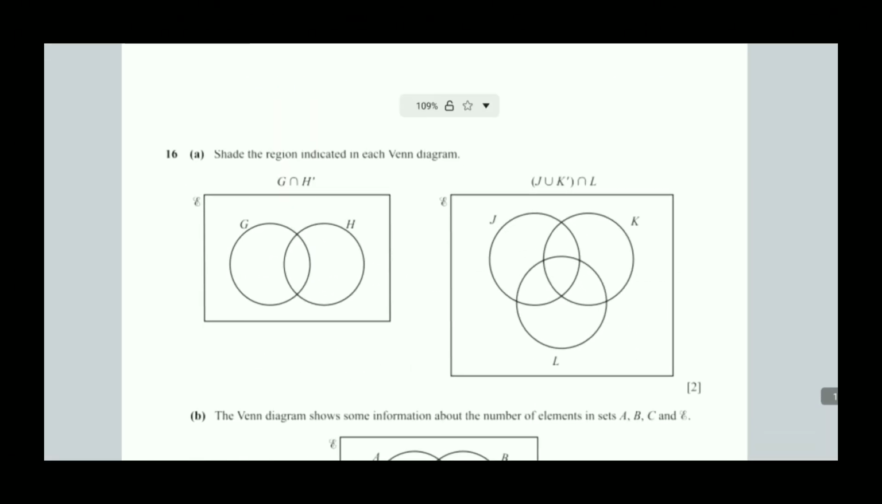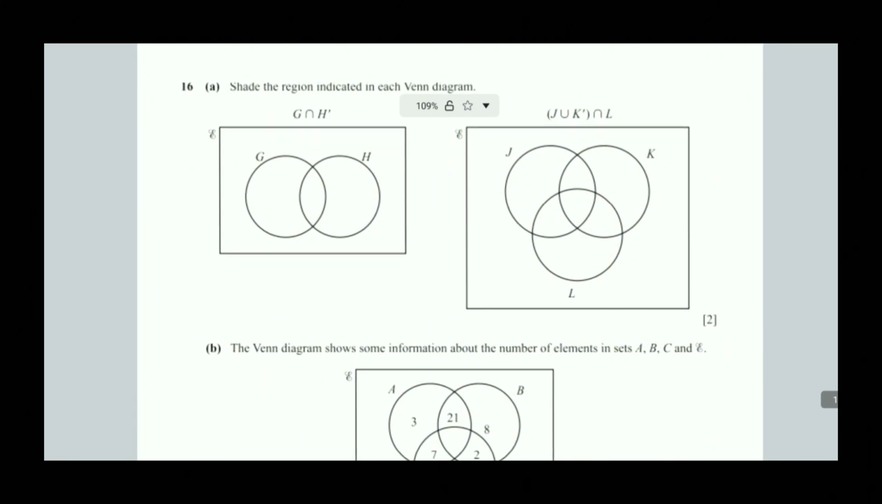Shade the region indicated in each Venn diagram. G intersection H complement. Again use the same method that I have explained to you. Don't do it manually, please. So G intersection H complement. G elements are 2 and 3. Intersection H complement means 1 and 2. H complement means not H. So the common number is 2. It means 2 will be shaded here. Simple. We will shade this part.